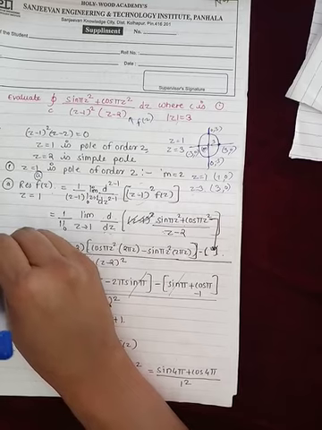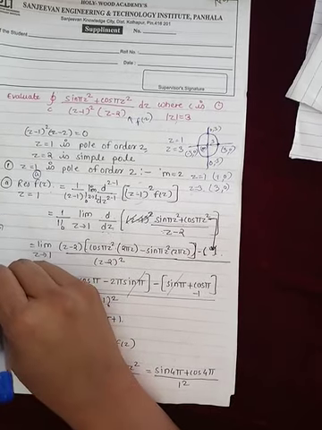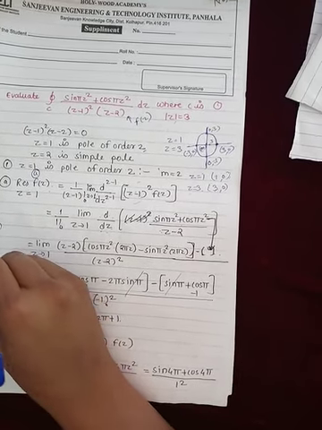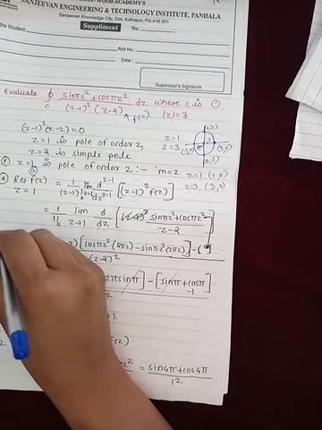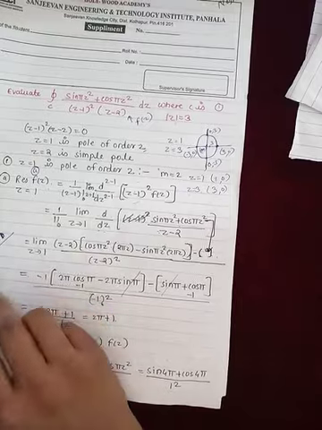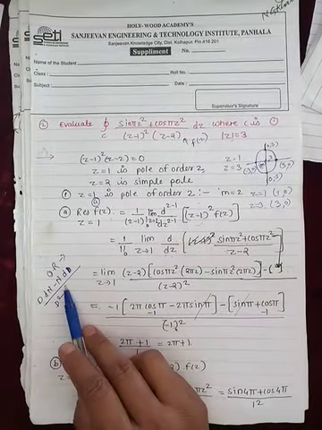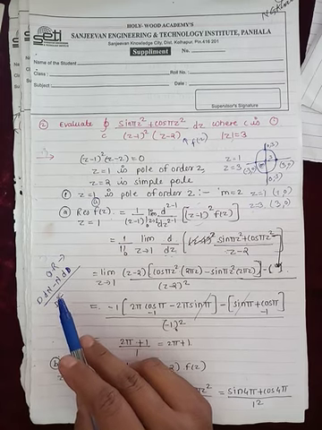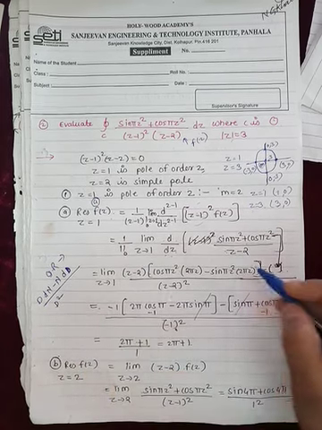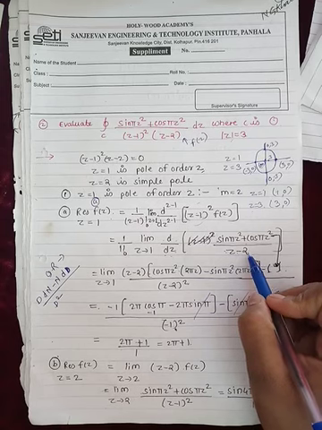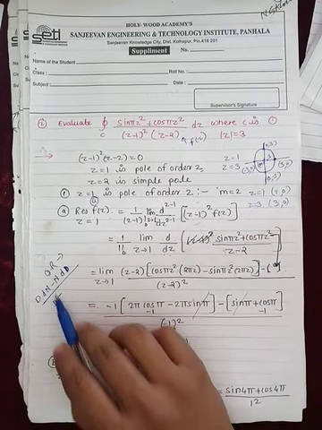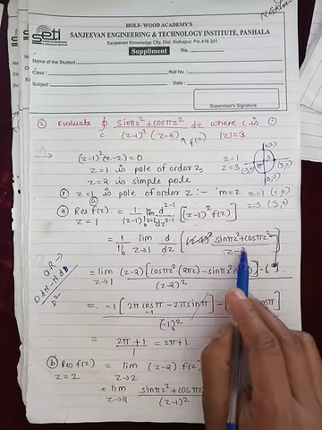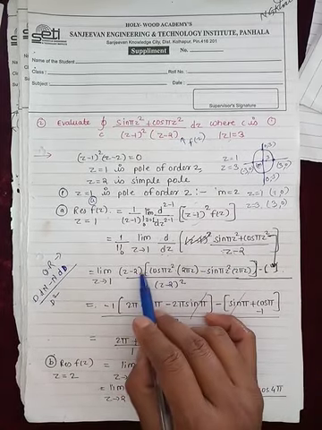The quotient rule is: denominator square, then denominator into derivative of numerator minus numerator into derivative of denominator. So this is your basic formula for taking the derivative. Here the denominator is this and the numerator is this, so put the denominator and numerator values in this formula. Denominator square is (z minus 2) squared, then the denominator into the numerator's derivative.